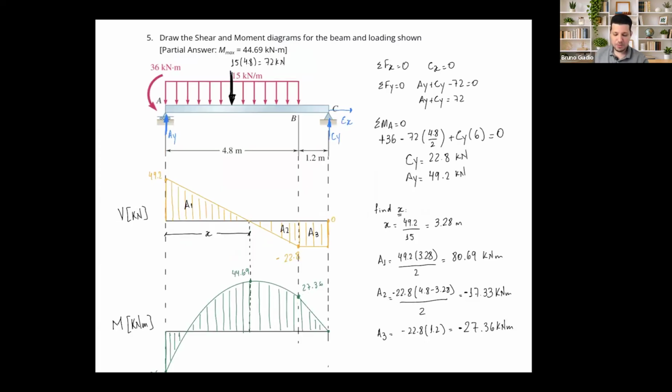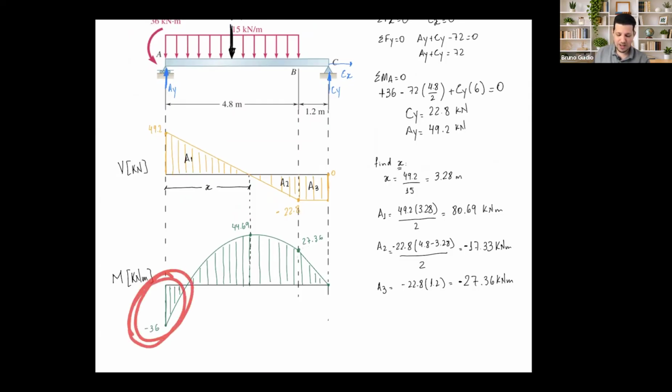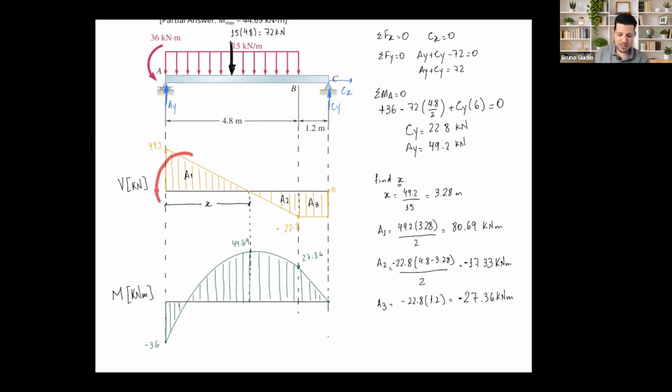This one is one of the problems that I solved in the review today. 36 kilonewtons is the moment, concentrated moment. So just pay attention here. This is a negative moment, negative 36. And then area number 1, exactly the same thing. You need to find X. How do I find X? For 49.2, which is this peak, divided by the slope, 15. Okay, I have how much this X is. I have this A2, the rest of it. Calculate the areas, okay? Once you sum these areas, you're going to see that it's missing negative 36. Another way for you to know that this is negative 36.